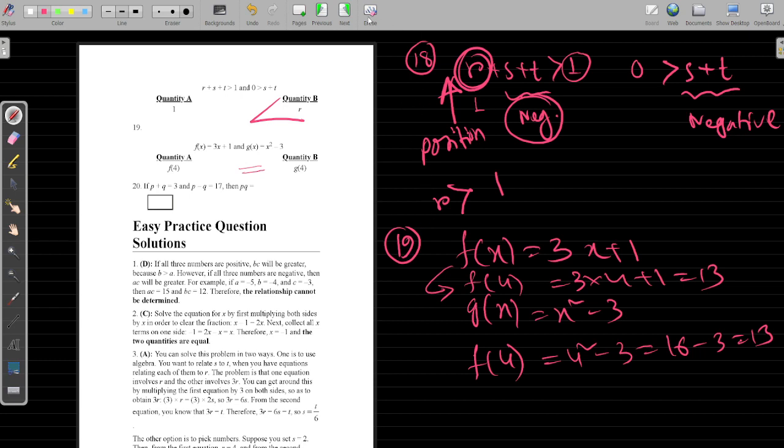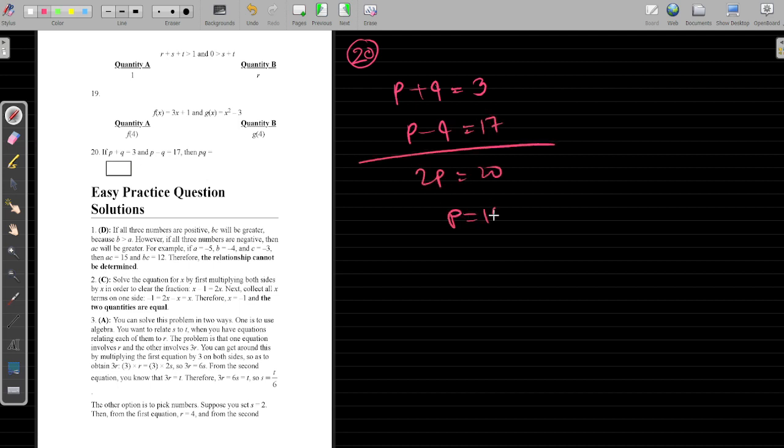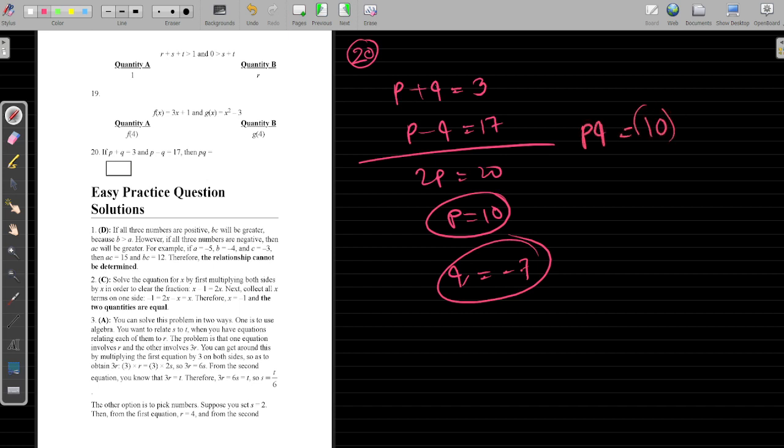Now the last one, question number 20. So I will get p plus q equals 3 and p minus q equals 17. Then I will get 2p equals 20 and p equals 10. And here pq. What is the value of q here? So I will get the value of q will be minus 7. So what is the value of pq? Value of p is 10 and value of q will be minus 7. So minus 70. So thank you. We have solved these questions.